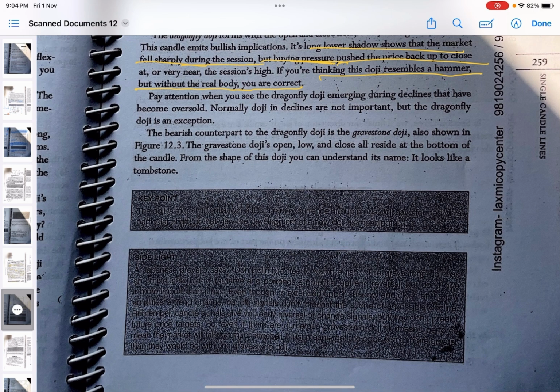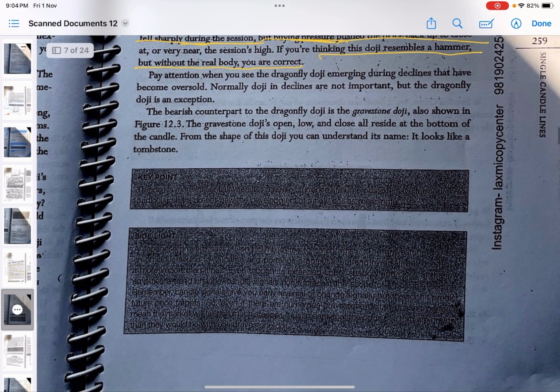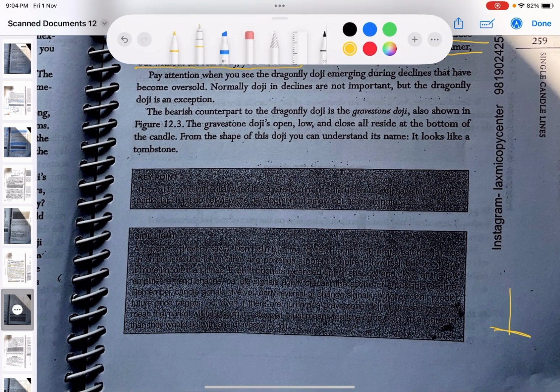Pay attention when you see the dragonfly doji emerging during declines that have become oversold. Normally, doji in declines are not important, right? The normal doji indecision candles are not important. But if it's a dragonfly doji, then it is an exception. The bearish counterpart to the dragonfly doji is the gravestone doji, which is also shown in the figure which we saw. The gravestone doji's open, low, and close all reside at the bottom of the candle. From the shape of the doji, you can understand its name. It looks like a tombstone.